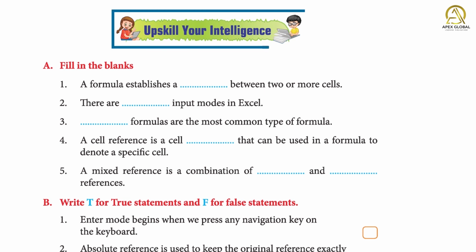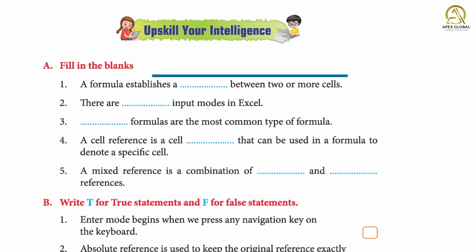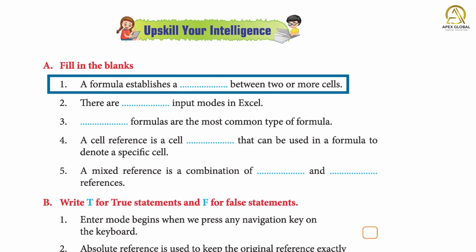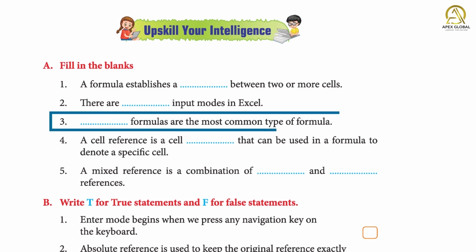Upskill your intelligence. A. Fill in the blanks. 1. A formula establishes a dash between two or more cells. Answer: relationship. 2. There are dash input modes in Excel. Answer: 3.